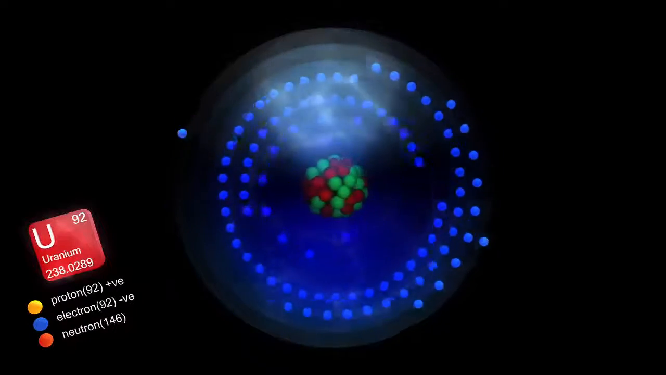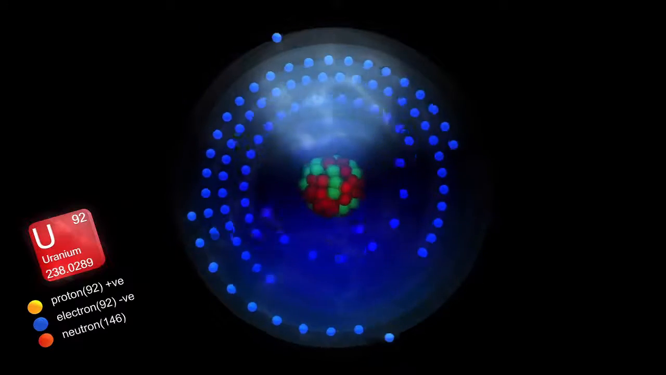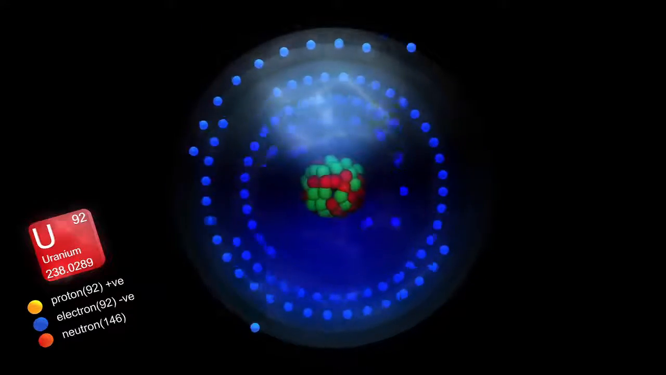If you get different numbers of neutrons, you get uranium-235 and other varieties. So we call those different varieties, or isotopes, of uranium.